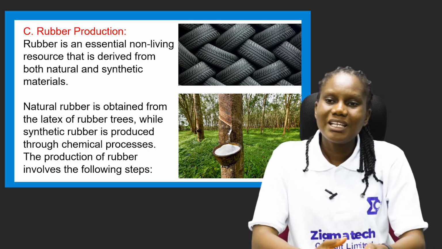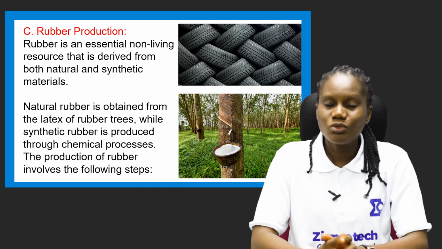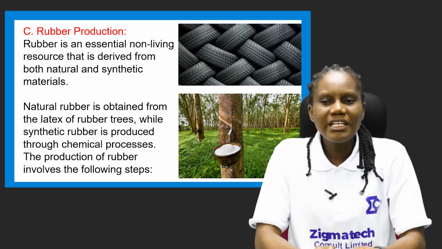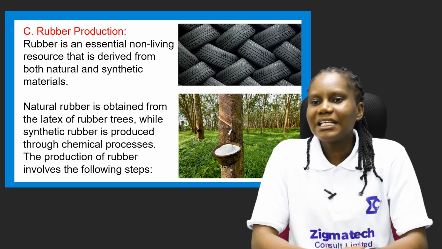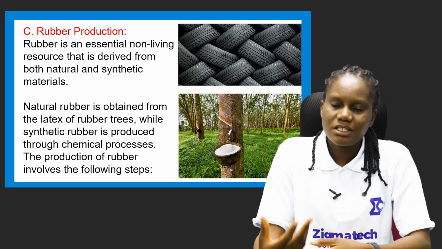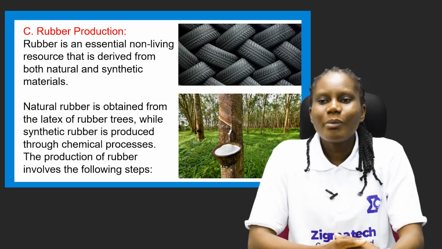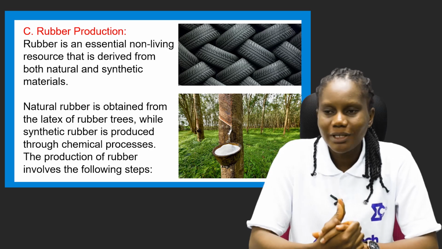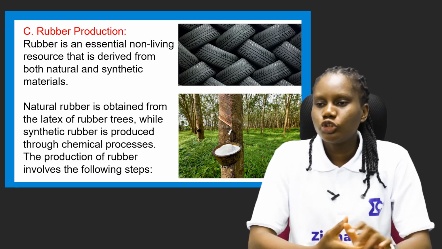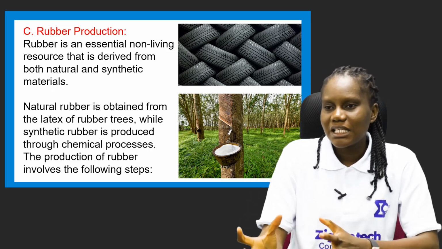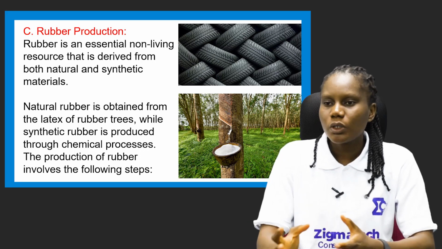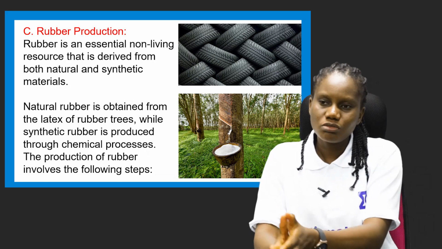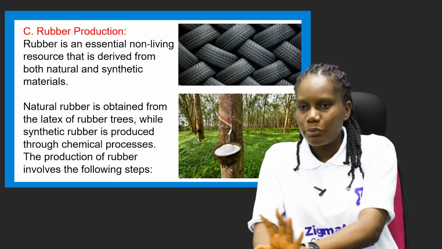Rubber is one of the essential non-living resources, and it can be derived from both natural and synthetic materials. Natural rubber is obtained from the latex of rubber trees. You can see a rubber tree in the picture, and the latex is being collected into a container to be taken to the industry for processing.